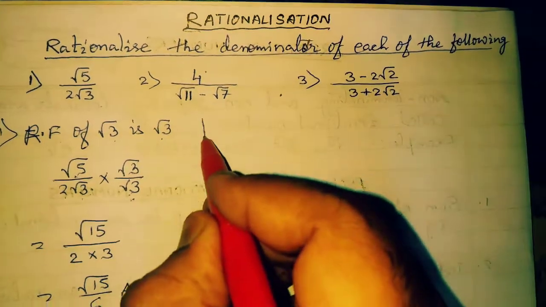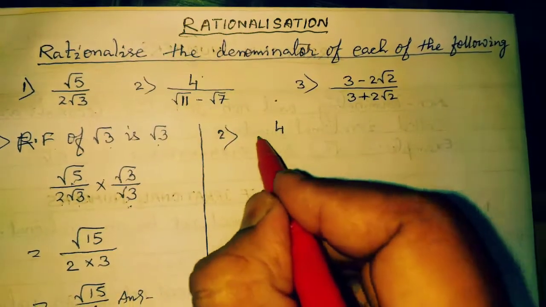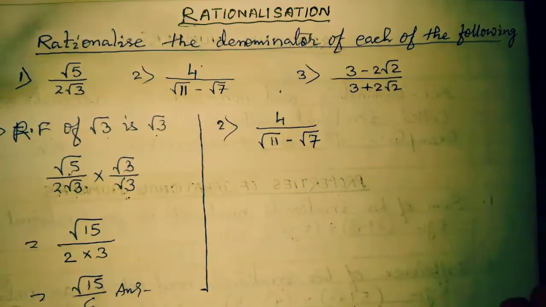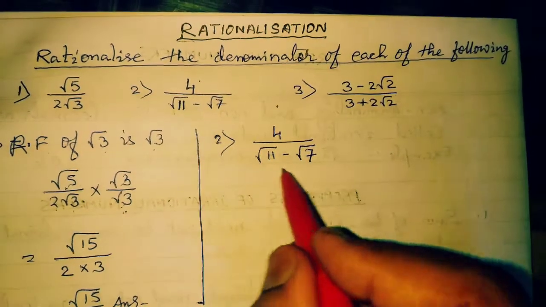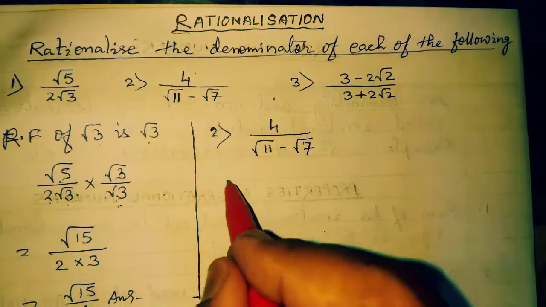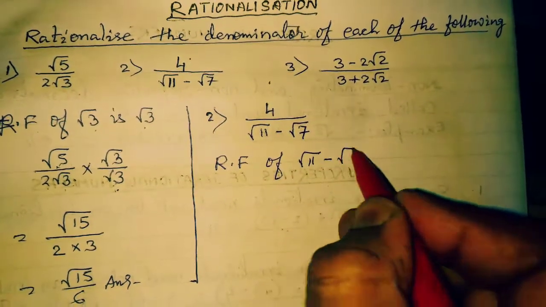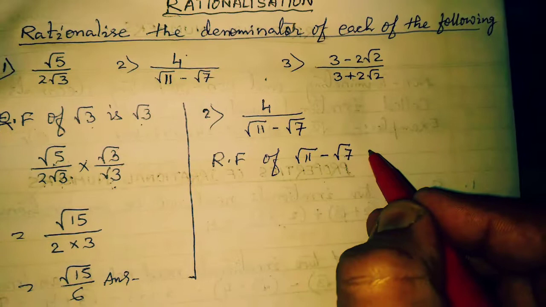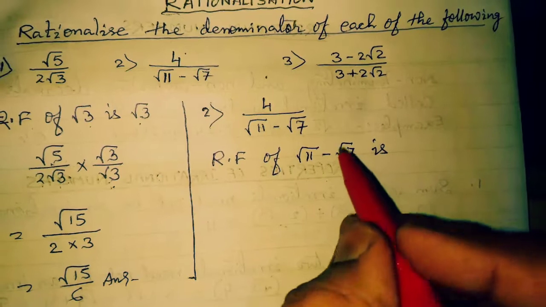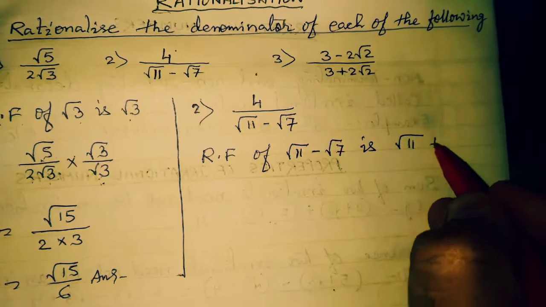Now we follow question number 2. Question number 2 is given: 4 by under root 11 minus under root 7. Again we see the denominator is given in root, that is root 11 minus root 7. So we'll find the rationalizing factor of this. Student, I told you if it is given negative, we write its opposite sign. That means root 11 plus root 7.